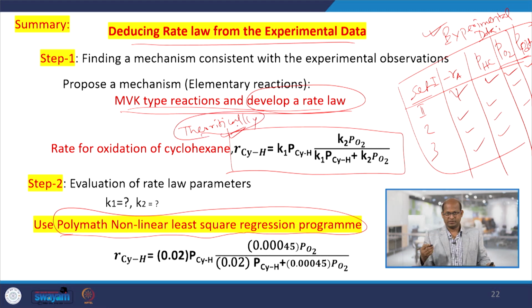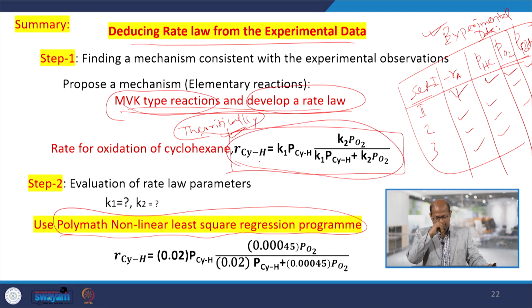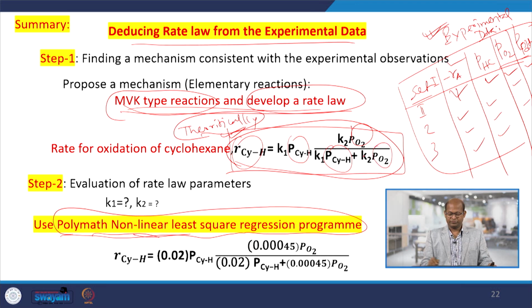Theoretically means by considering some reaction mechanisms. By the MVK model type of reaction mechanism we have developed, let us say, this rate equation. So, you have to fit this equation with the experimental data by Polymath nonlinear regression. The rate is available and the partial pressures of the components are available. So, you have to fit it well, then we will get the K1 and K2 parameters. These are the unknown parameters K1 and K2 that we can get.